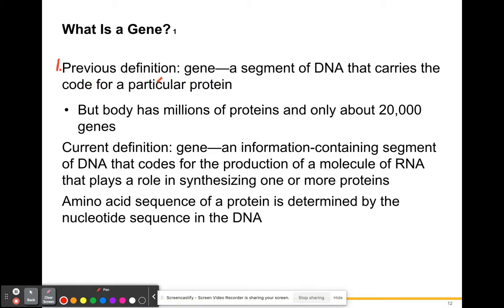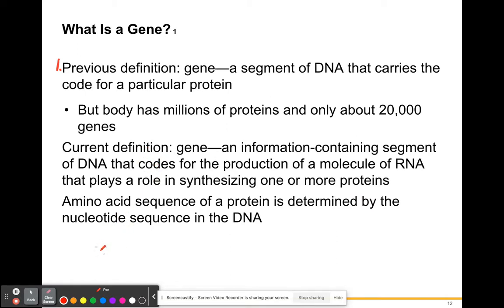That is not false. Okay, that's not false. That is a true statement. But we've altered it a little bit to have this definition. A gene is an information-containing segment of DNA that codes for a piece of RNA that plays a role in making a protein. It's basically saying the same thing, but it's just adding something in the middle, right?